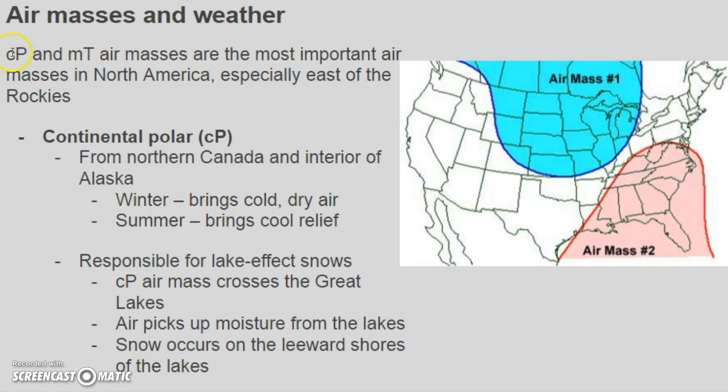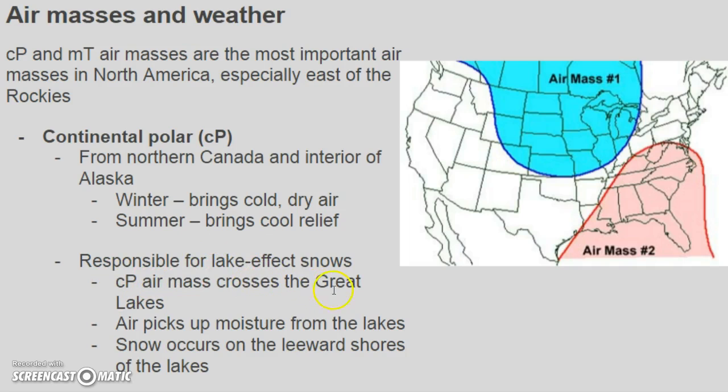So in the Midwest, we're going to look at continental polar and maritime tropical. These are the most important air masses in North America, especially east of the Rockies, so if this is my Rockies here, especially locally to us. Continental polar air masses come from northern Canada and the interior of Alaska. In the winter, these bring cold, dry air. In the summer, they bring cool relief. These are responsible for lake effect snow. So we'll end this lecture with lake effect snow.